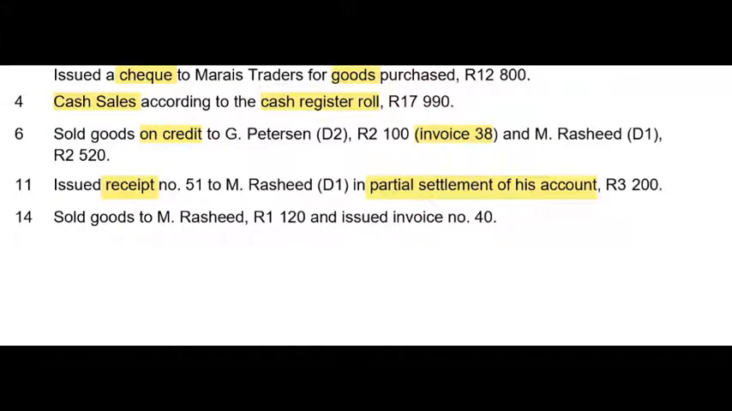The next transaction said that we sold goods to M. Rashid, 1,120 Rand, and issued invoice number 40. Okay, so the reason why issued invoice is important is because we didn't specify whether this is a cash or a credit sale, but you know that invoices are the source documents for the debtor's journal. Okay, so in other words, we sold stuff to him on credit.